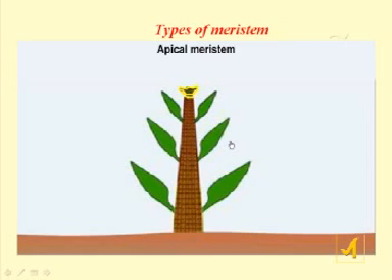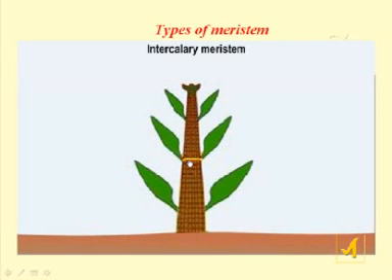Following that is the intercalary meristem. Intercalary meristem is present in the nodal region and is prominently found in monocotyledons. Examples are the grasses. As the name indicates, it is present in between the permanent tissues. It is derived from the apical meristem and is responsible for the elongation of internodes.